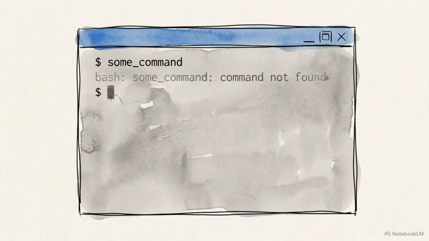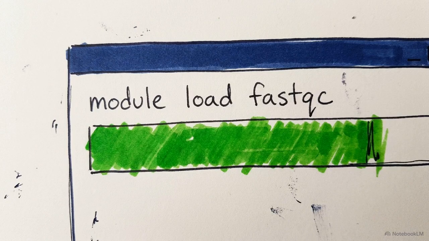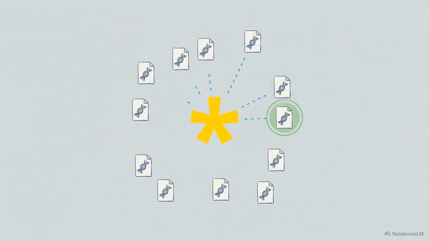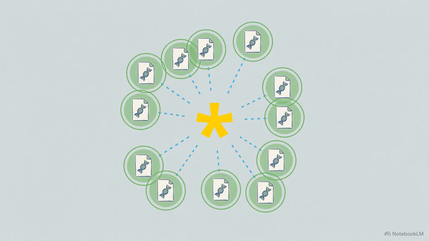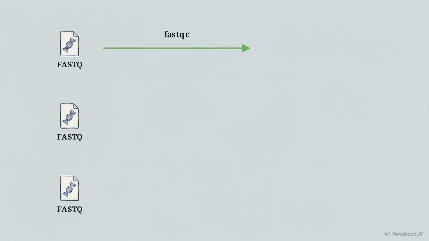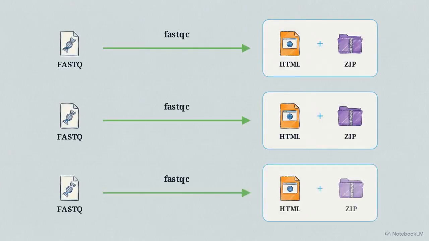Because bioinformatics tools are not active by default on BioWolf, you must explicitly load it into your environment. Type module load FastQC. With the module loaded, type fastqc star.fastqc. The asterisk acts as a wildcard, commanding the software to process every single sequence file in your directory at once. Press enter. You will see lines of text begin to populate the terminal, showing progress percentages as FastQC methodically processes each individual file. Once it finishes, list your directory contents again. You will see that FastQC has generated a new HTML and zip file for every sequence.